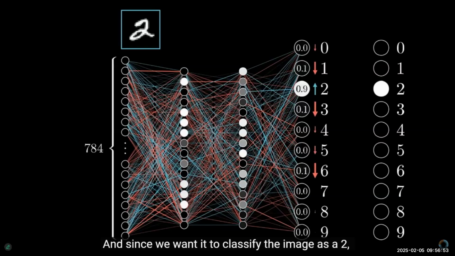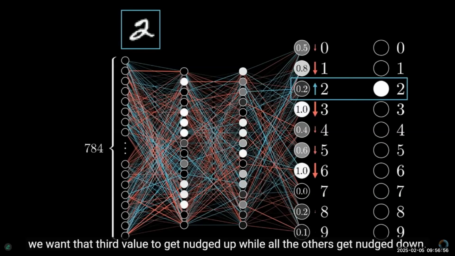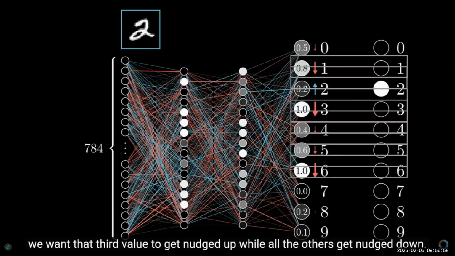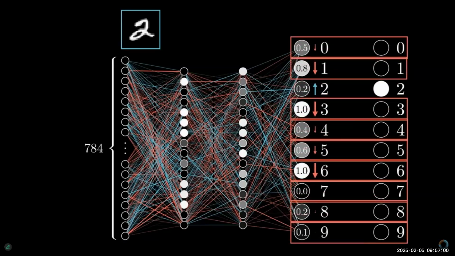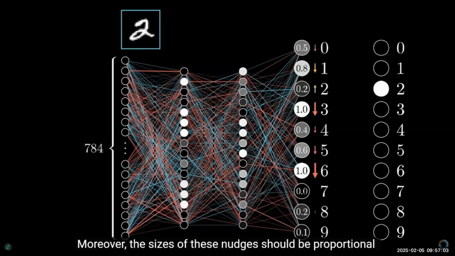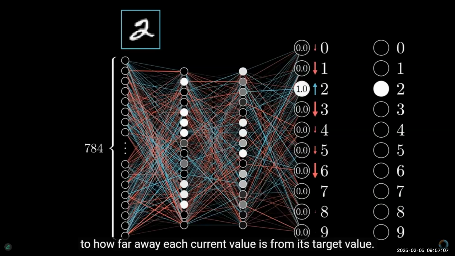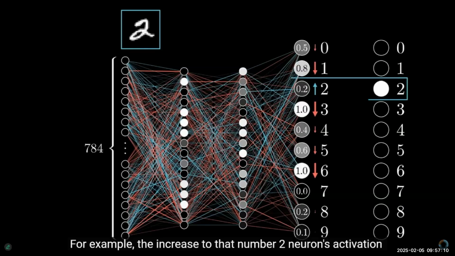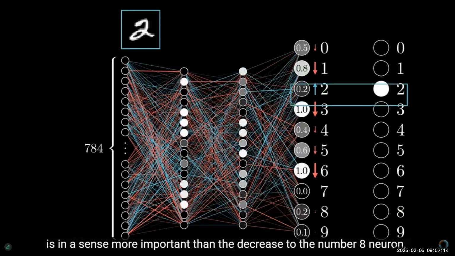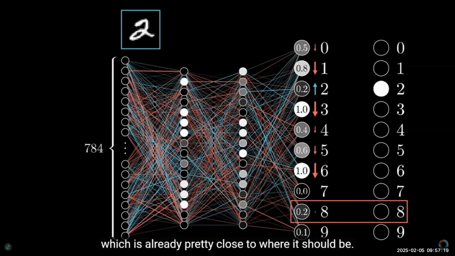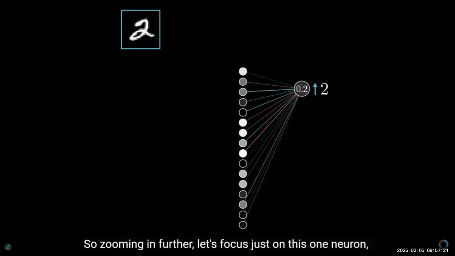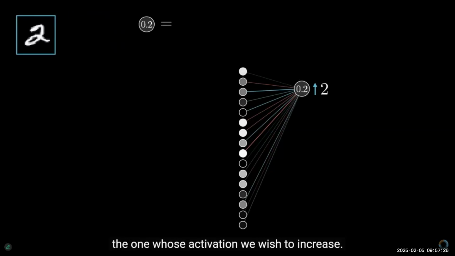And since we want it to classify the image as a 2, we want that third value to get nudged up, while all of the others get nudged down. Moreover, the sizes of these nudges should be proportional to how far away each current value is from its target value. For example, the increase to that number 2 neuron's activation is in a sense more important than the decrease to the number 8 neuron, which is already pretty close to where it should be. So zooming in further, let's focus just on this one neuron, the one whose activation we wish to increase.